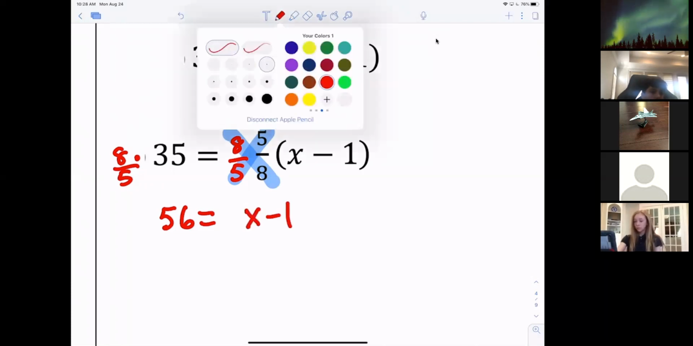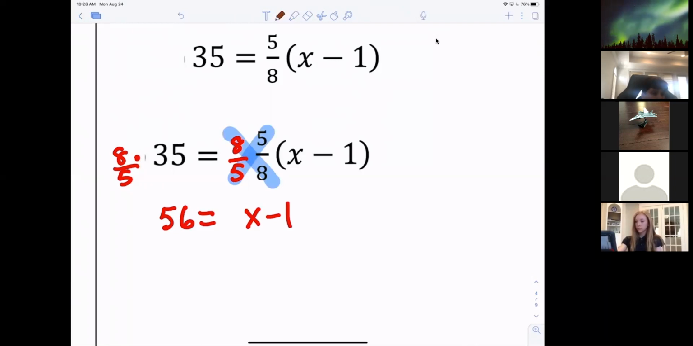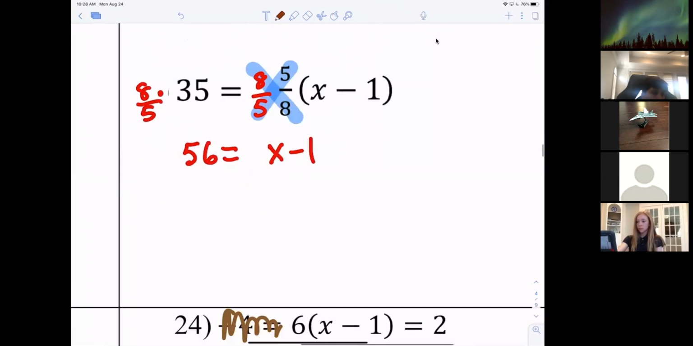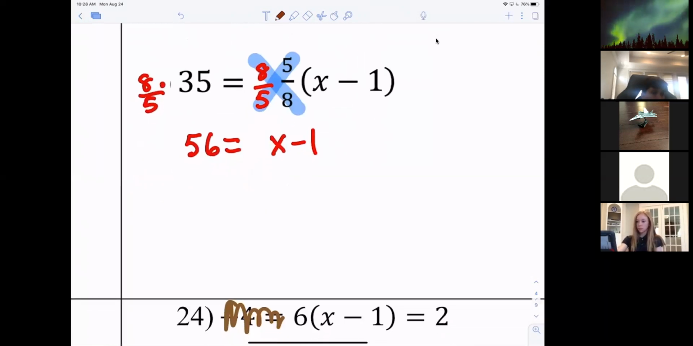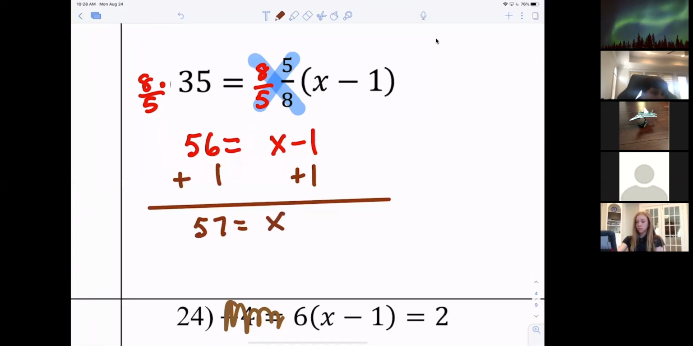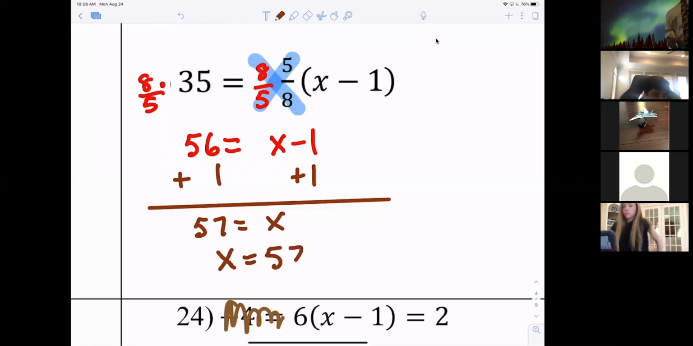So now what can I do to both sides? Yara, I'm listening. Right, plus 1. That's correct. X equals 57. All right, I think I'm starting to understand it now. Good, good. I knew it would come back to you. It just takes a little while and practice.